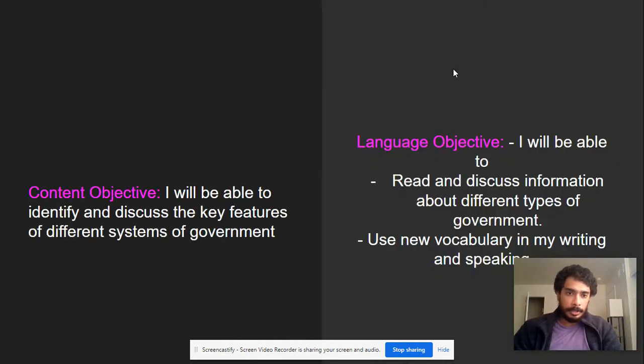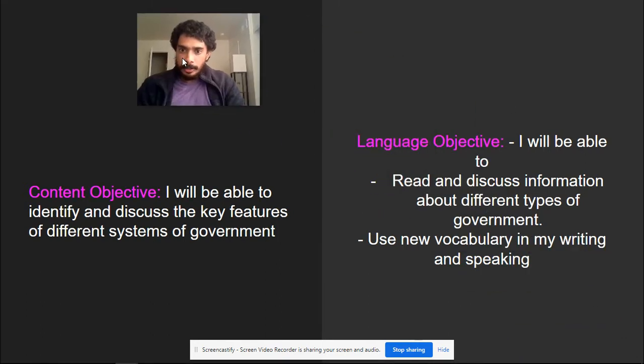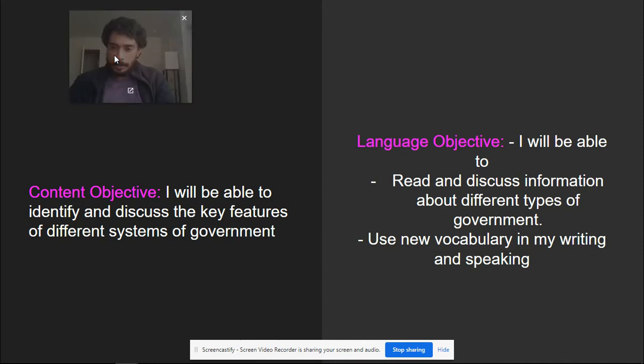Okay. For today, our objective is that you're going to be able to identify and discuss the key features of different systems of government. The language objective is that you're going to be able to read and discuss information about different types of government, and you're going to use new vocabulary in writing.